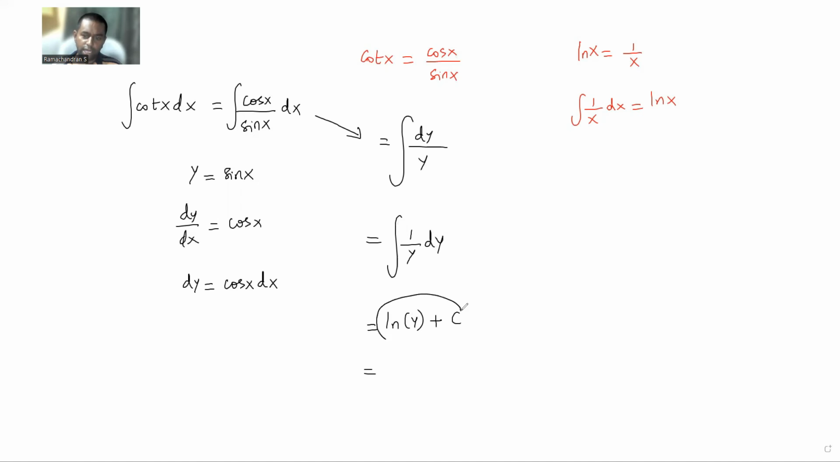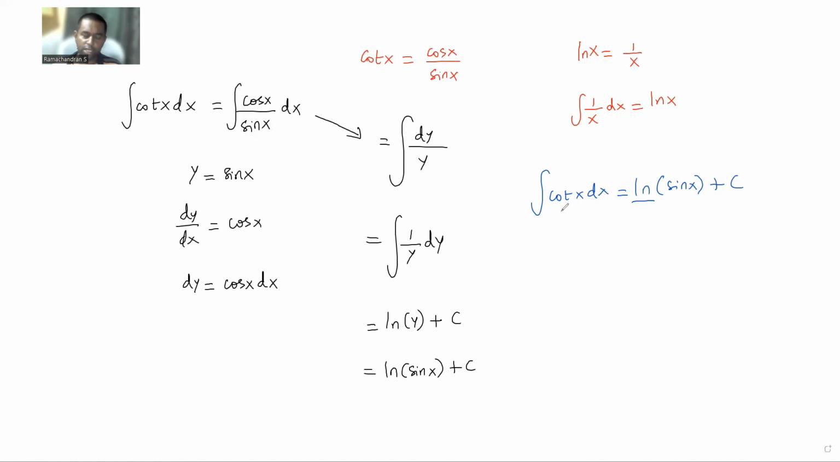Now we got the answer in the new variable y. We should not give the answer in the new variable y because the variable y was taken by us. It has to be replaced by the original expression. We know that y is equal to sin x, so y has to be replaced by sin x. So ln of sin x, substituting sin x for y, plus c. Finally, integration of cotangent x is equal to ln of sin x plus c.